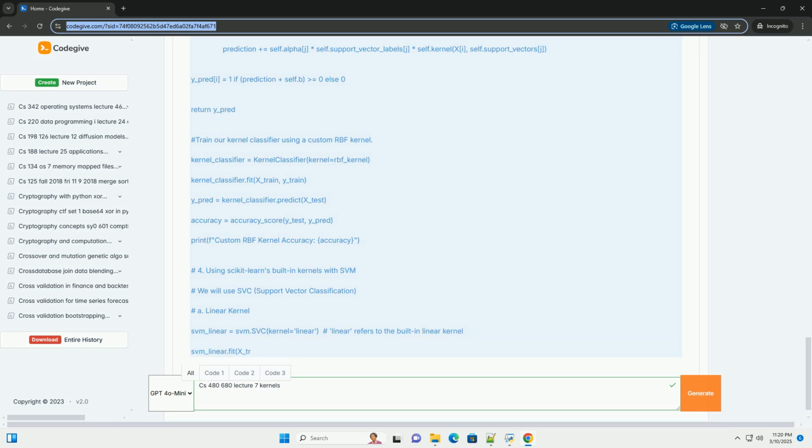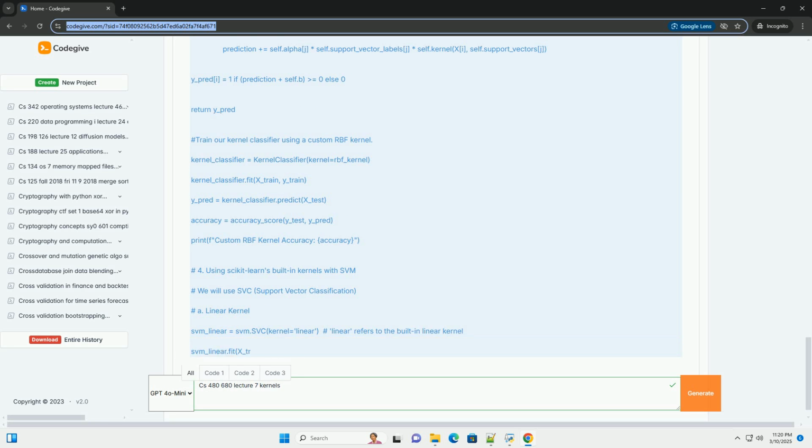Polynomial kernel: k(x, y) = (x · y + c)^d. c is a constant, usually 0 or 1. d is the degree of the polynomial. Maps data to a higher dimensional space where features are polynomial combinations of the original features. Pros: can model nonlinear relationships. Cons: can be computationally expensive, may lead to overfitting, especially with high degree d.